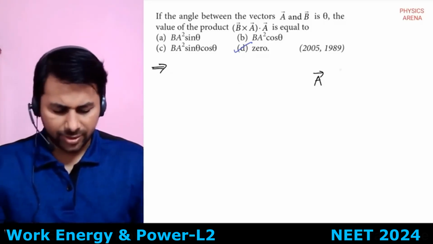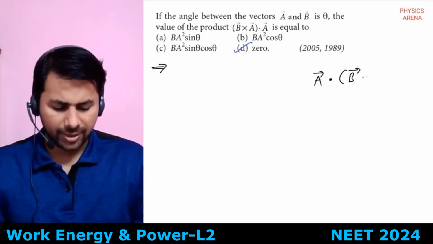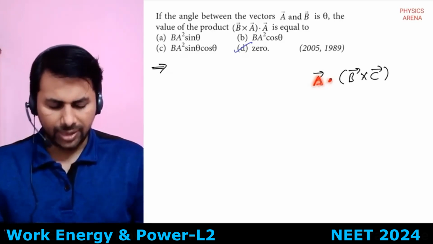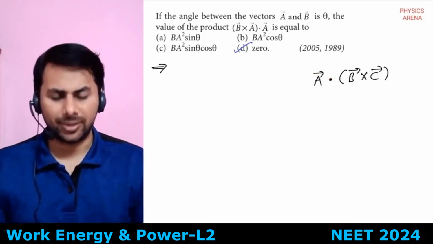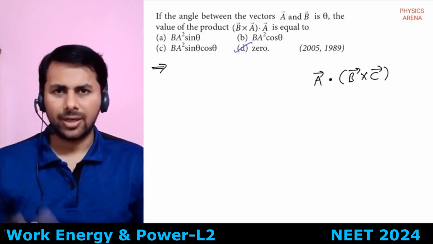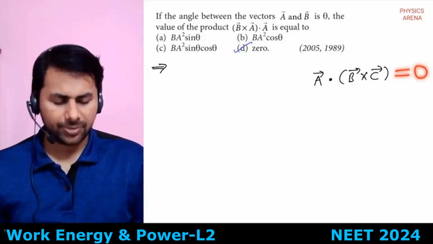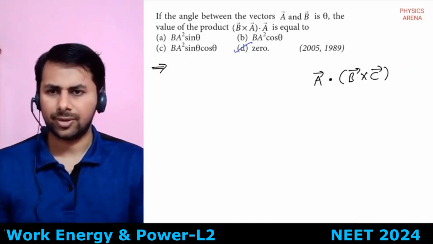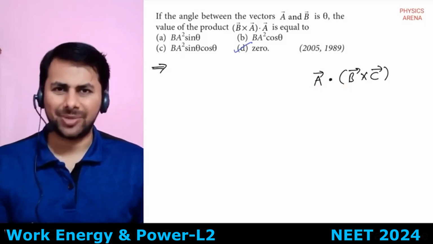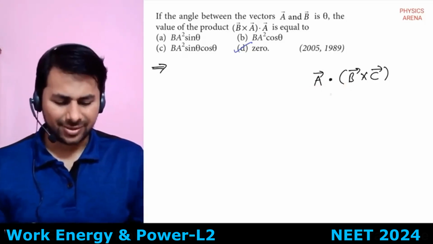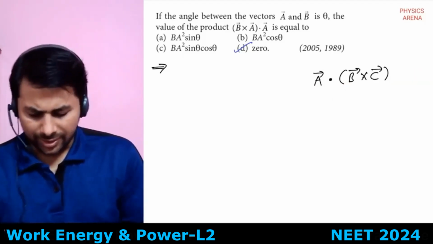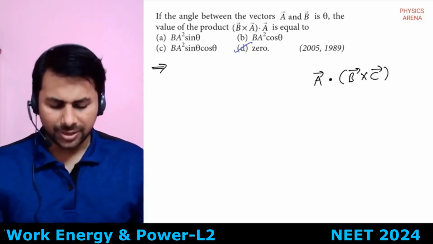Scalar triple product is just you have three vectors a bar, b bar, c bar. So you have b bar cross c bar, its dot product with a bar. This is known as scalar triple product. And if two terms in scalar triple product are repeated, then the result of scalar triple product is 0. This is simple. Two vectors are repeated, then it's equal to 0.